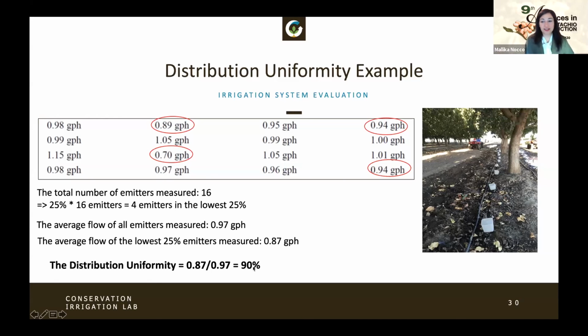Obviously 100% is the best, but truth be told, in some of the surveys that have been done, some folks are sitting around 70%. And when you think about that, that's not good. That means that many of your emitters are going to be over irrigating, and quite a few are going to be under irrigating, and you're going to see some effects once you get to 70% or 80% distribution uniformity. So that's just thinking about how to contextualize this percentage.